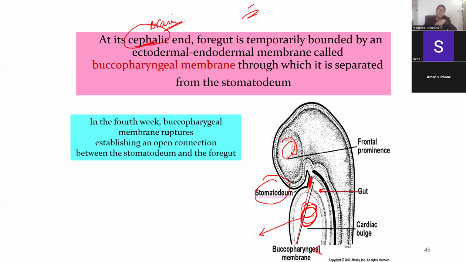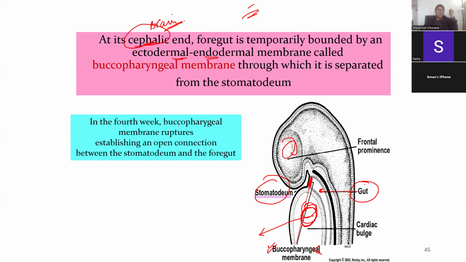It goes in the stomach because we have an opening. It's open. But when it is developing, it is not open. There is a membrane known as the buccopharyngeal membrane, which separates the stomatodeum, or the primitive oral cavity, from the gut. This membrane is a derivative of endodermal and ectodermal lining. So there is no mesoderm.